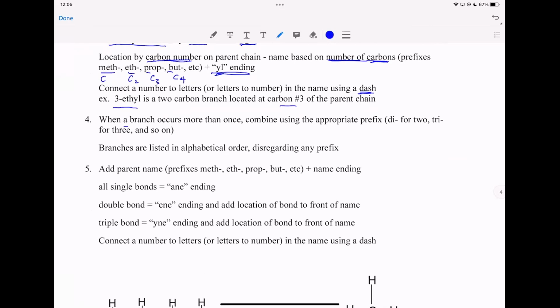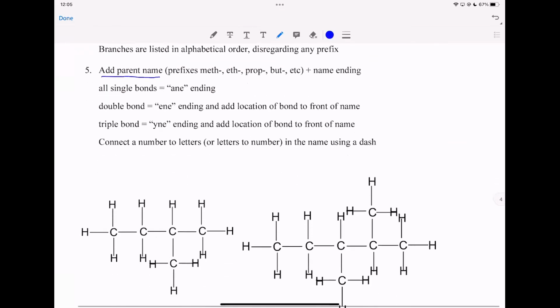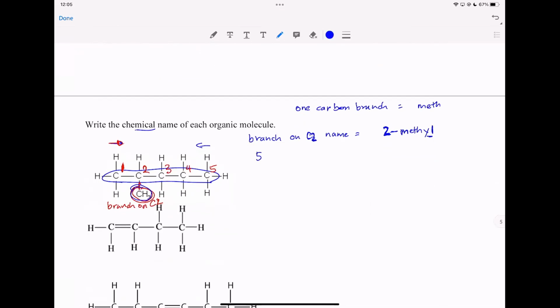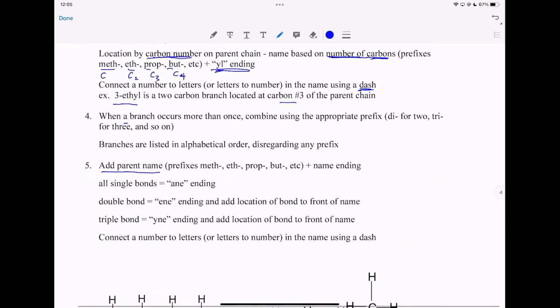But step number 5 is adding the parent name using those same prefixes. The parent name of this one, it's a 5 carbon parent chain. That's how long that chain is that we circled. So what's the 5 carbon parent chain prefix going to be? It would be pent. And they're all single bonds. There's no double bonds in there. There's no functional group. So the name ending when you have all single bonds is A-N-E, pentane. So that's what this says up here. When you have all single bonds, it's an A-N-E name ending of the parent name.